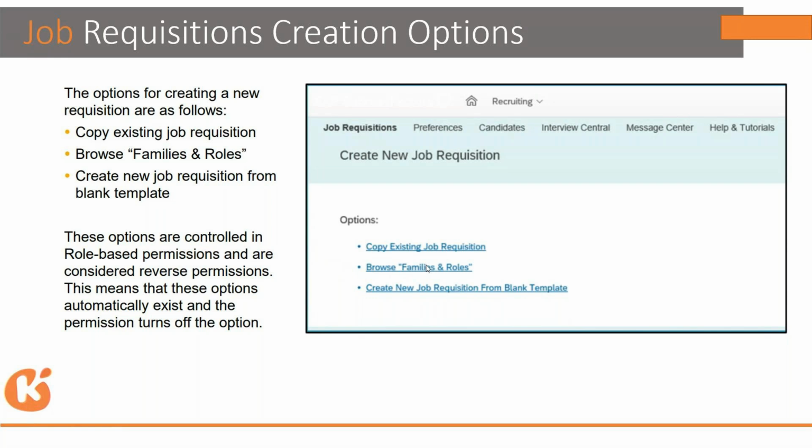And then you can also see there is create new job requisition from the blank template. In case you want to create everything from scratch, you can select the last option. You can select all these options and create everything. You can fill in all this information and submit it for approval. Once approval happens and you post it, the resumes will start coming.